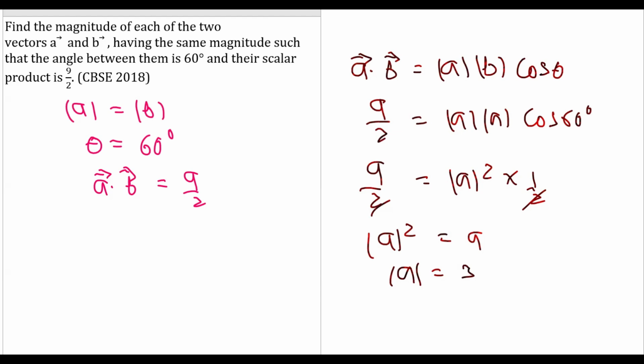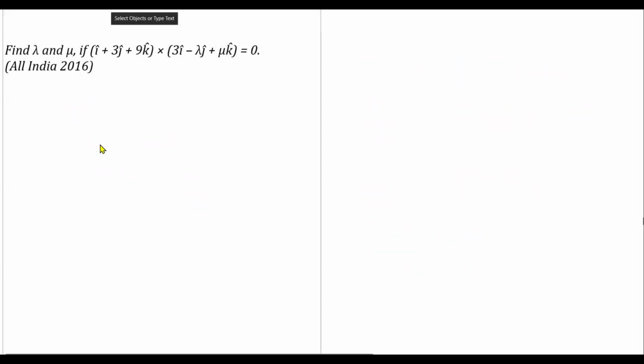What we have to find out is the magnitude only. So we can declare this: A and B are equal, so their magnitude, which we have obtained, is 3. So this would be the answer for the first.